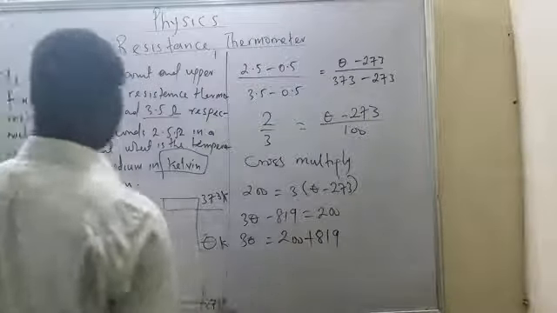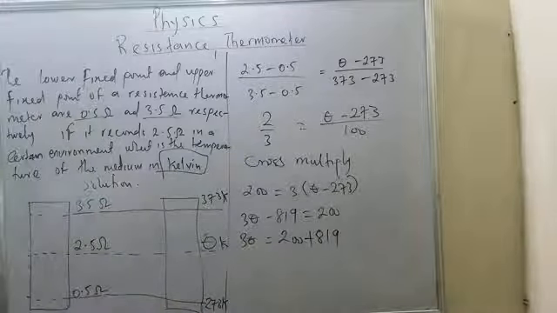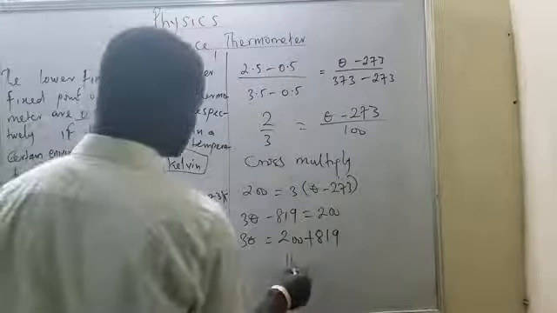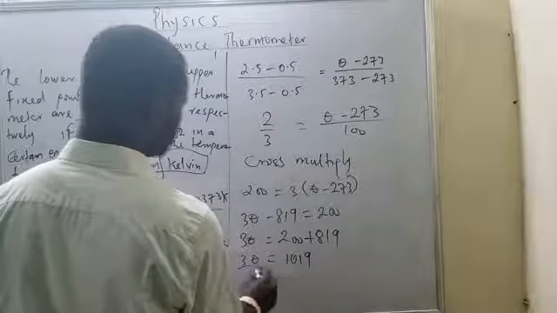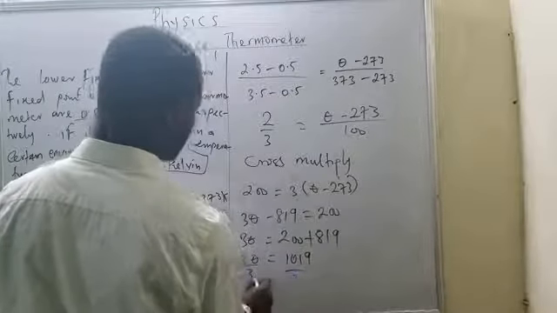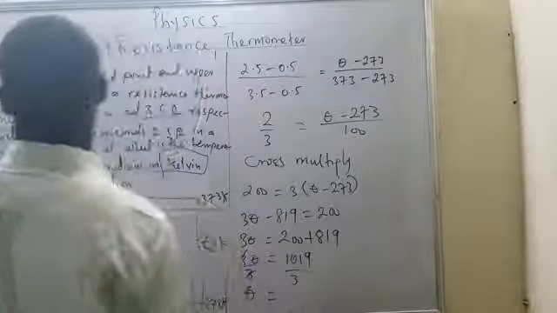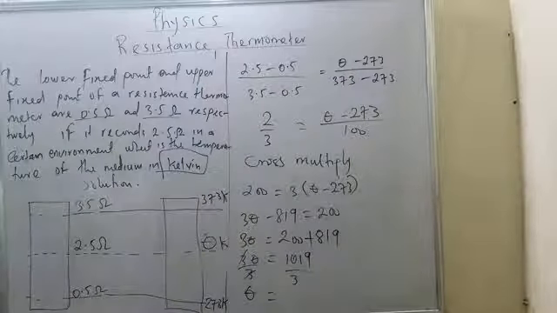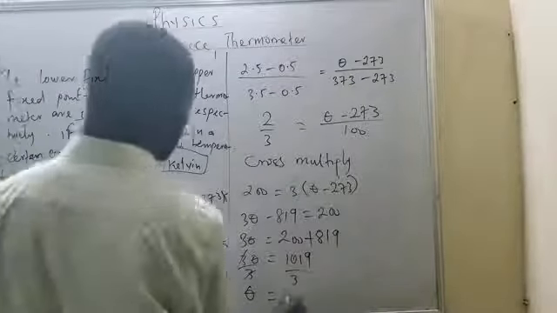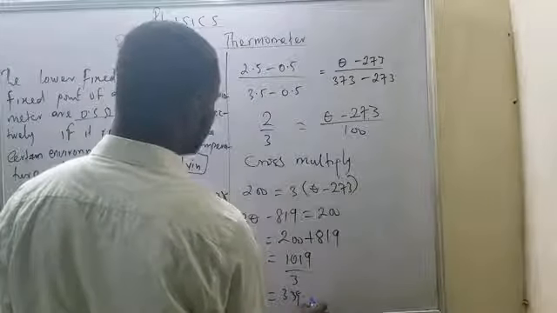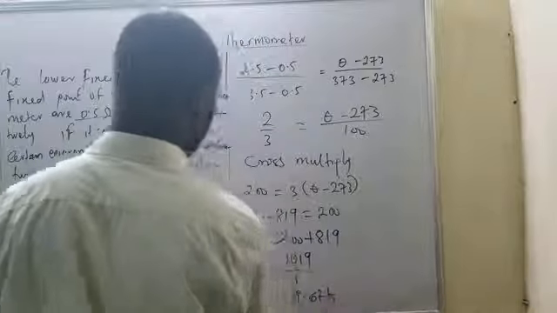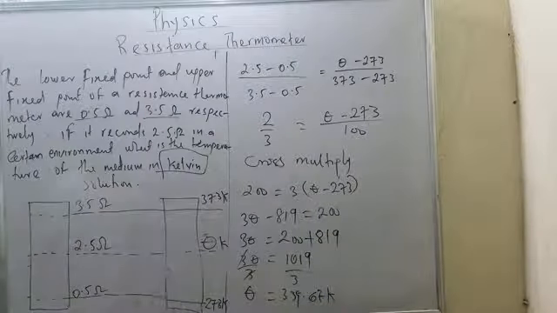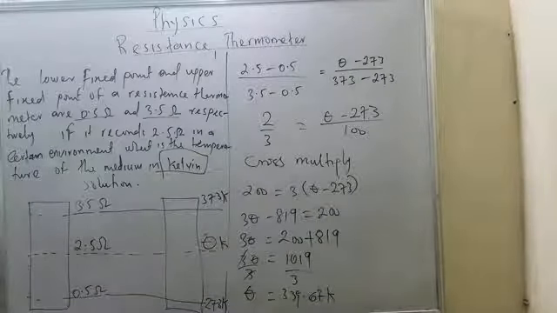Now I'll have 1019 equals 3 theta. I divide both sides by 3, and my theta will be equal to 339.67 Kelvin. That's what I'm looking for. That is all I'm looking for.